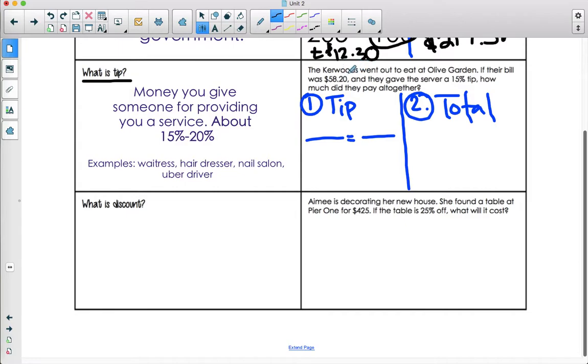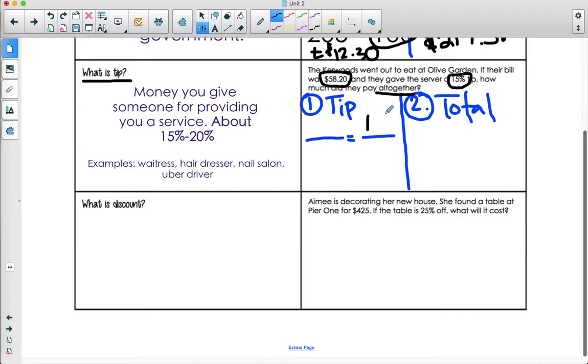If their bill was $58.20, I'm going to put a circle around that important information, and they gave their server a 15% tip, how much money did they pay all together? When I see the words all together, I know I'm going to have to add the tip and the subtotal, but before I can add them together, I need to know how much the tip is. So our first step is to figure out how much money is the tip.